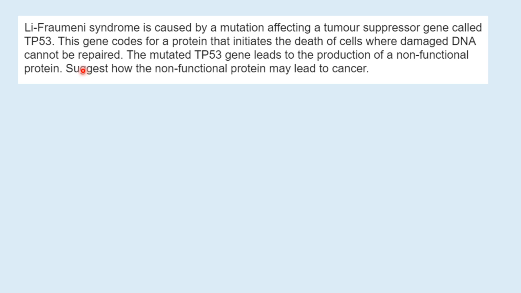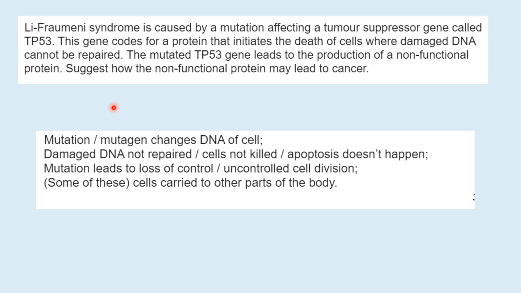So it's switched off. This gene codes for a protein that initiates cell division, cell death. So it's telling me the normal function. Normally this gene will cause cell death when the DNA is damaged and can't be repaired. Now, if it's mutated, it leads to the production of a non-functional protein. Suggest how the non-functional protein may lead to cancer. In other words, suggest how this TP53, which is inactivated, can lead to cancer. So you can say, number one, there's a mutation, which changes the DNA of the cell.